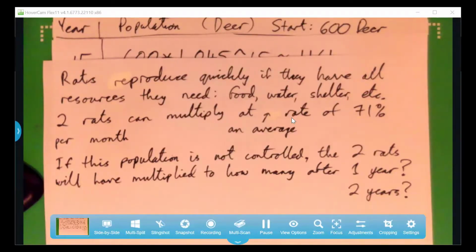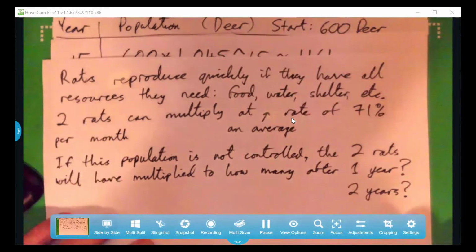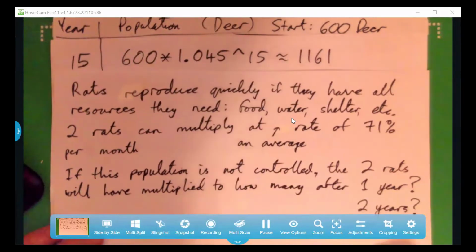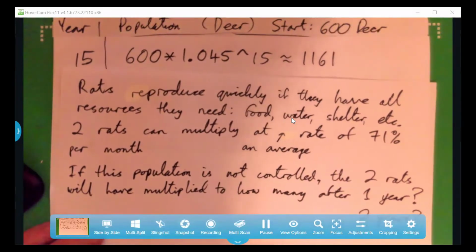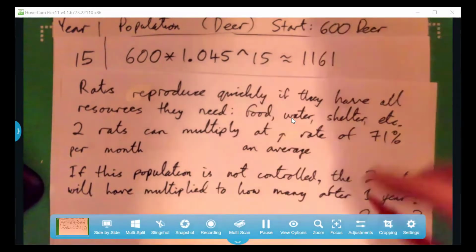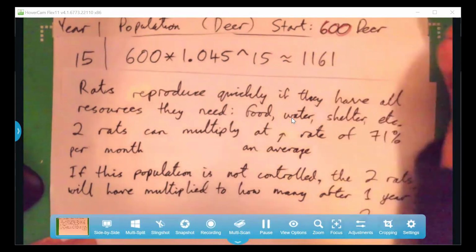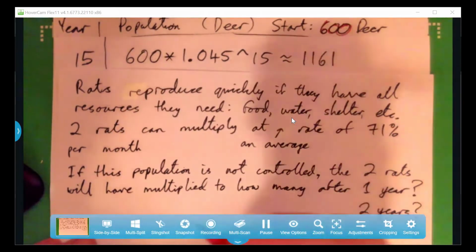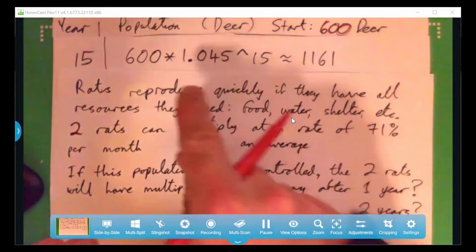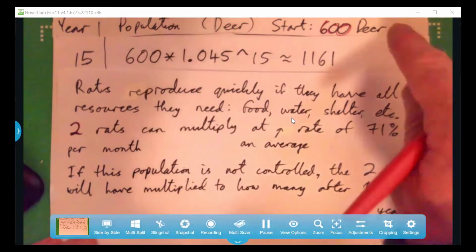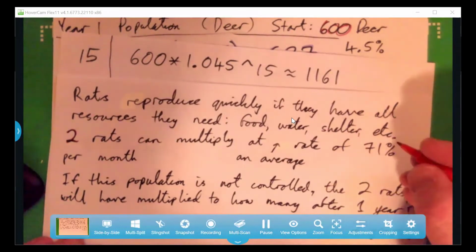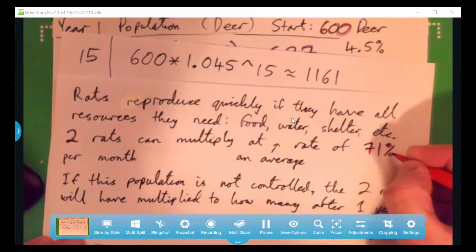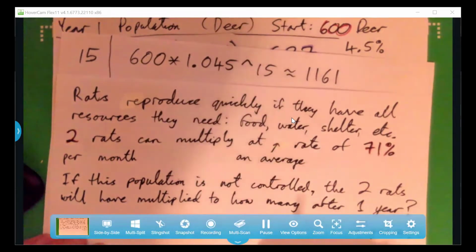Alrighty, so what I want you all to remember, anyone from home as well, is look, we already did this with the deer. Now we have rats, right? It doesn't matter, deer, rats, who cares, right? With the deer, we started with 600 deer. Now we're starting with how many rats? 2 rats. So it's the same thing. With the deer, it was 4.5% growth rate. With the rats, it's 71% per month growth rate. You with me?